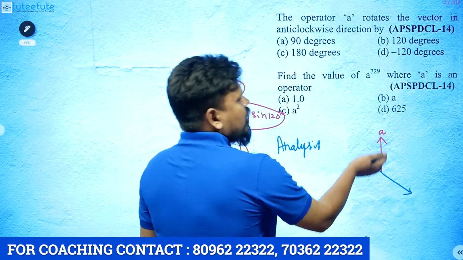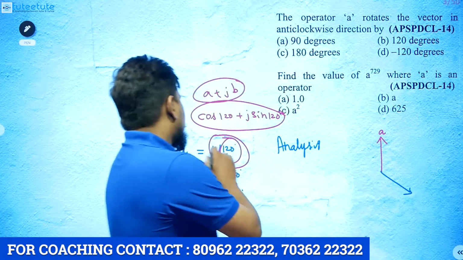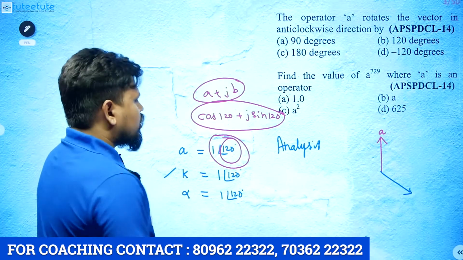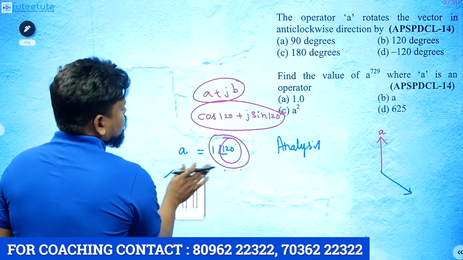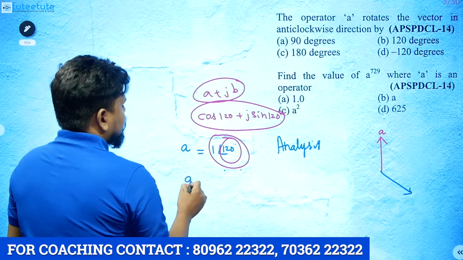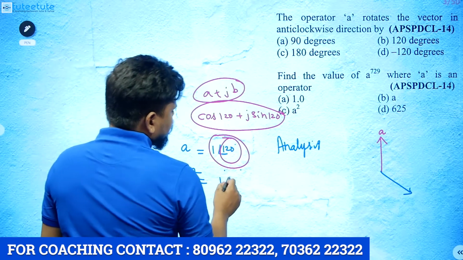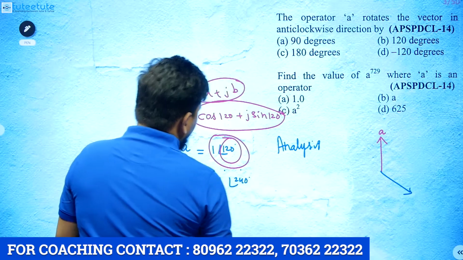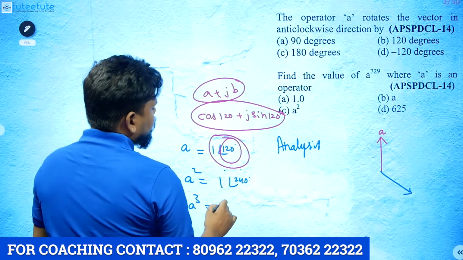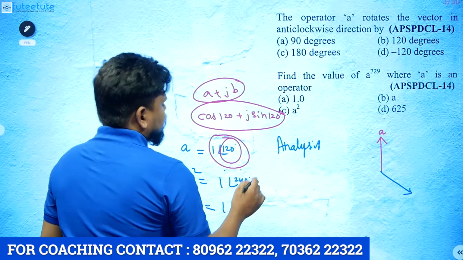Next, after a, which is at 120 degrees, a squared will come. a squared means the square of this, 1 at an angle of 240 degrees. And a cubed is nothing but 1 at an angle of 360 degrees.